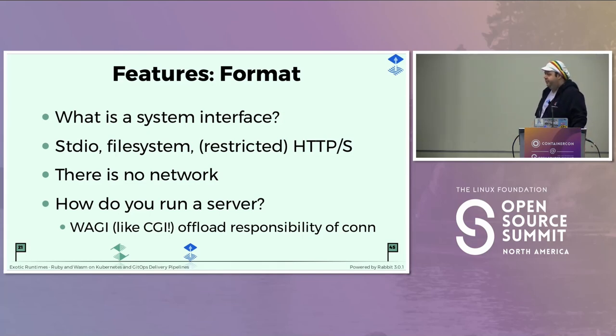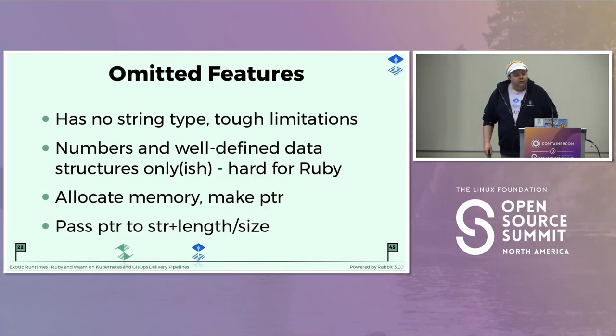If you're not familiar with all these buzzwords, maybe you've heard of CGI. WAGI is like CGI. So you take your standard input output and you put a little header at the top that says, this is the content I'm accepting or expecting, and it's your connection. You don't have to manage connections now. So that's pretty cool. You just get a request and it comes in standard input.